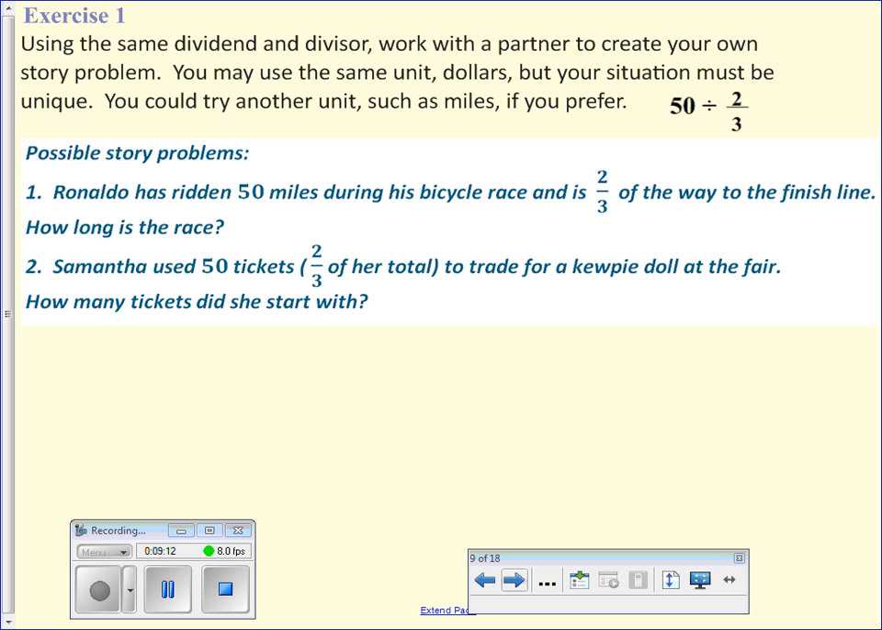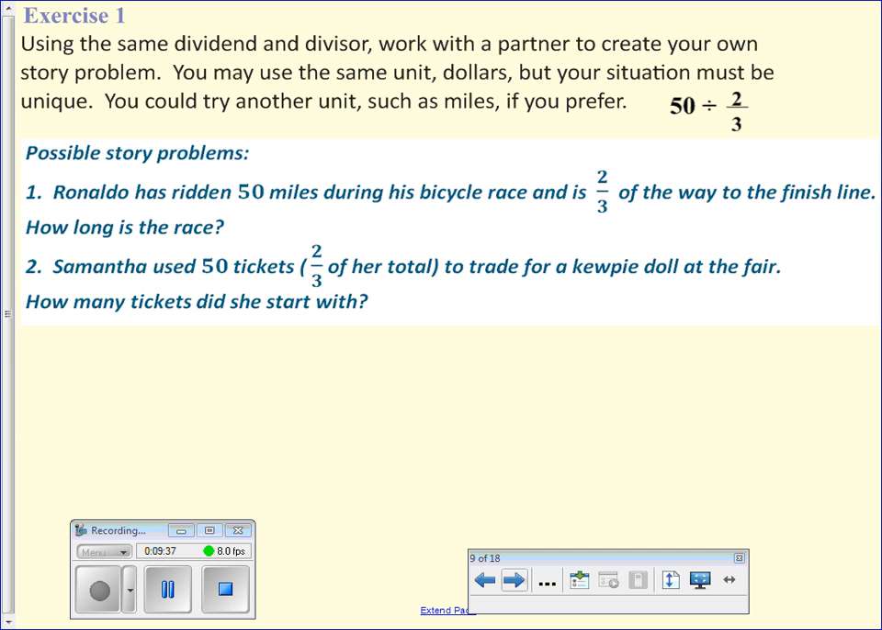That 50 miles that Ronaldo biked is only 2/3 of the race. So how long is the race? You should be copying this down. Or you could say, Samantha used 50 tickets. Those are 2/3 of the tickets that she bought. How many tickets did she buy?